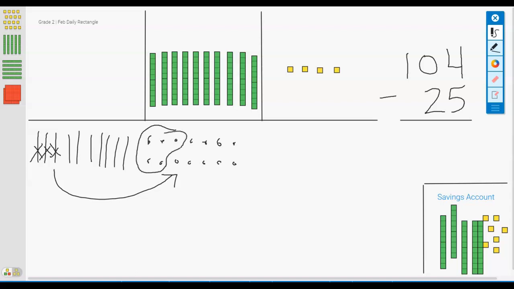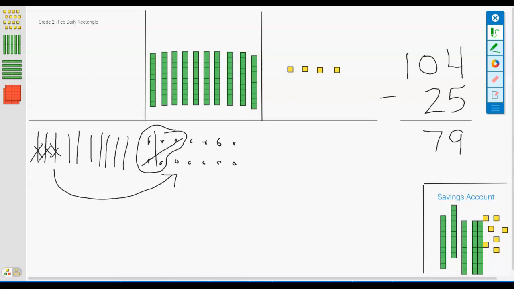I'm going to circle 5 ones, cross them out, and count what I have left. I have 1, 2, 3, 4, 5, 6, 7 tens, and 1, 2, 3, 4, 5, 6, 7, 8, 9 ones. Show a connection if you also got 79. That's good thinking. Let's look at a different way you may have solved this problem.